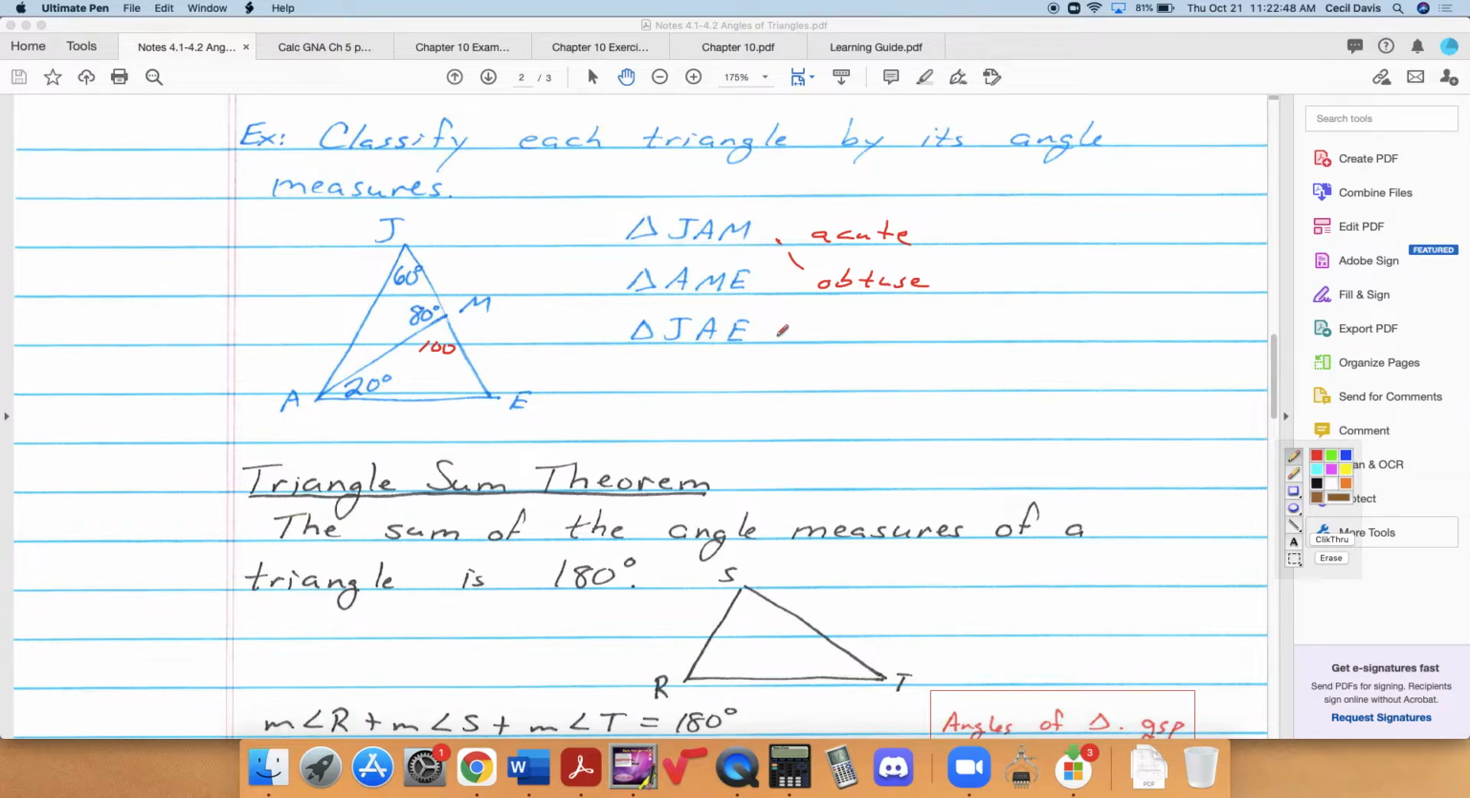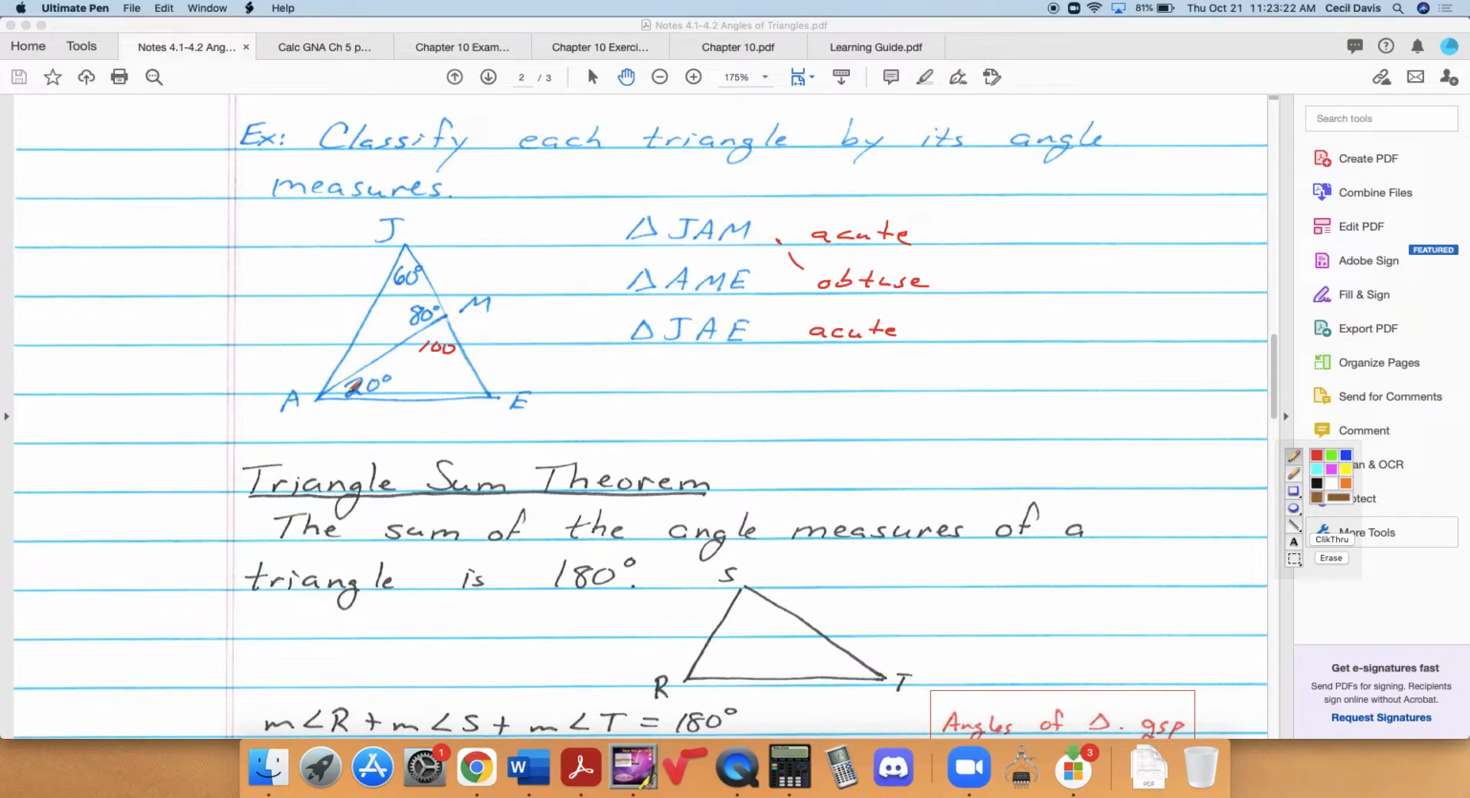And then triangle JAE certainly appears to be what kind? Acute. But there's more to it than that. It's obtuse. How can it be obtuse? Because it measures 60 plus 20 is 80. Whoa, hang on. This whole angle's not 20. This angle's 20. My bad.